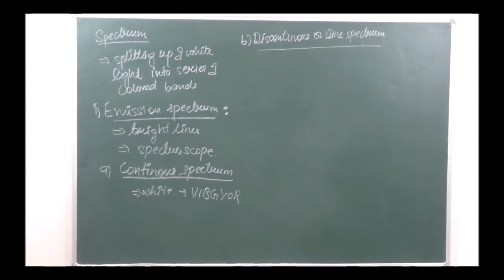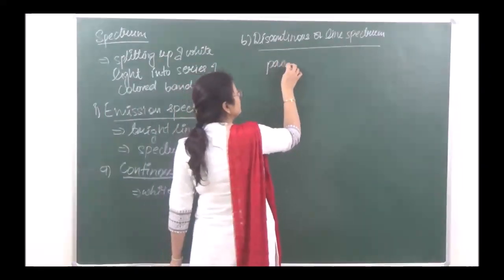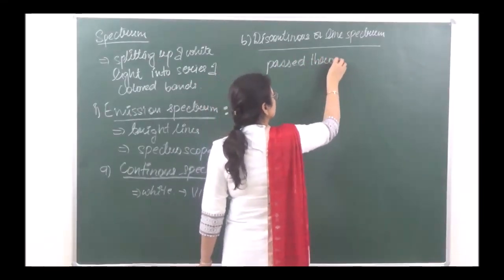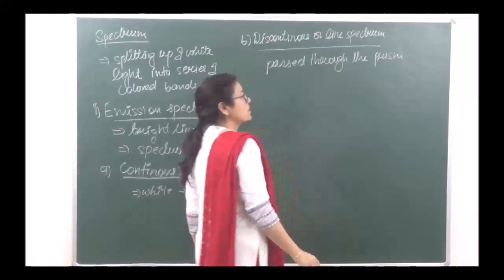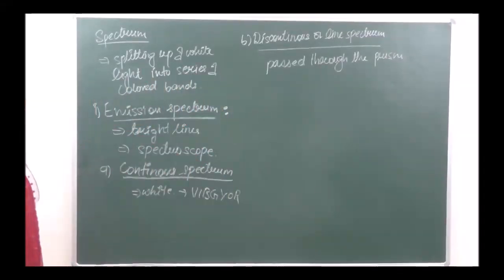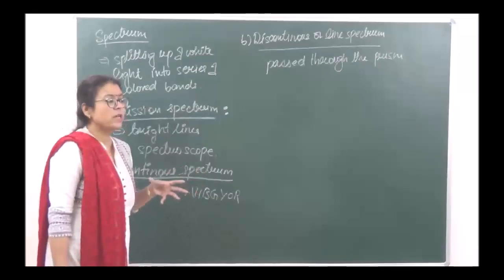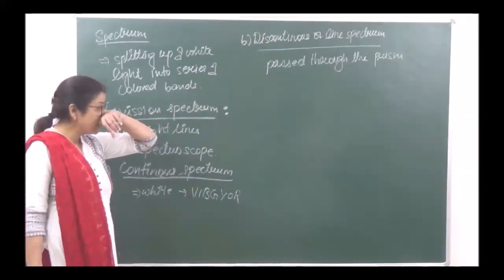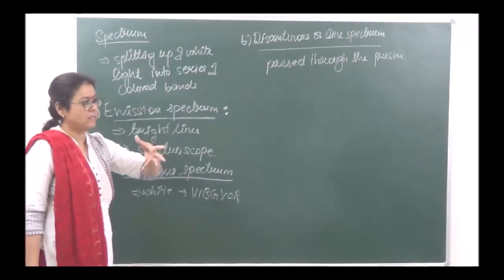So we say that the light which is emitted is passed through the prism, and we see that there are specific lines observed. These lines are mostly bright lines because it's an emission spectrum. So we observe bright lines in the visible region. For example, when we're talking of sodium, we take the vapors of sodium, and the radiations which they emit are passed through the prism. We see yellow lines at a wavelength of 580 to 589 nanometers, right?